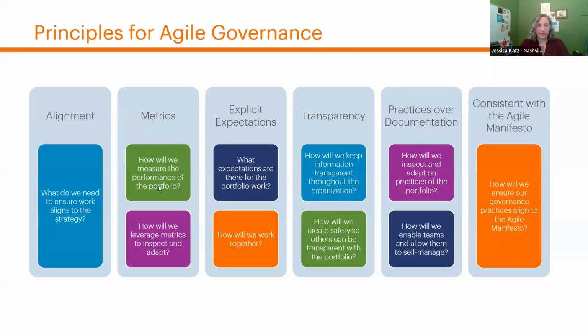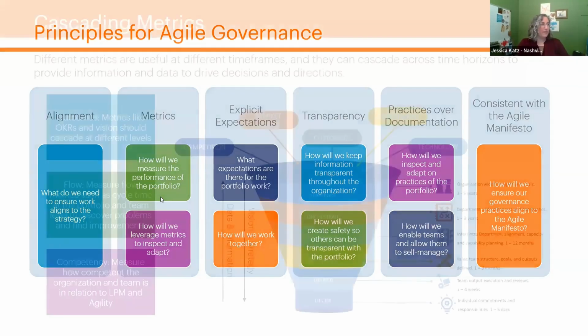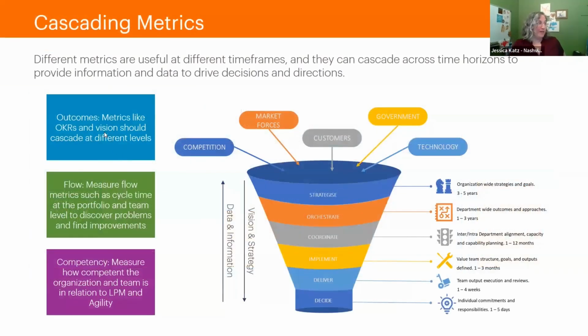What we're going to dive into here in this next couple of slides is metrics. So an example of metrics for outcomes could be OKRs and vision. They need to cascade to different levels. I want to just put a caveat in for OKRs. If at the strategic level you have more than three objectives, you probably have too many.